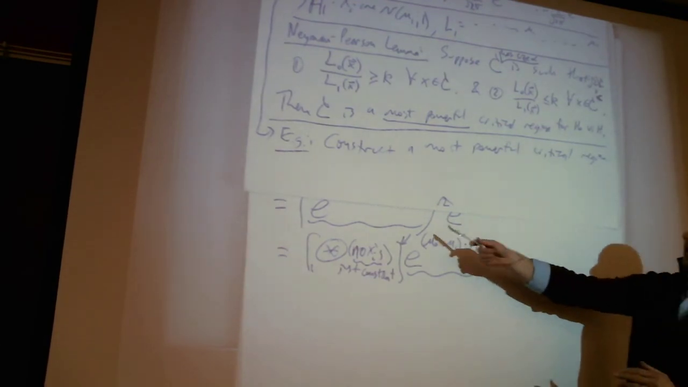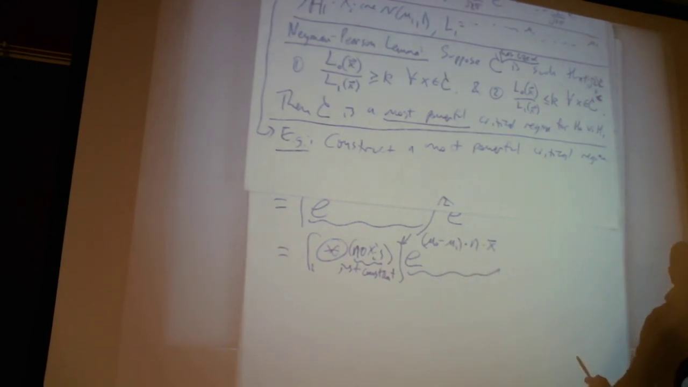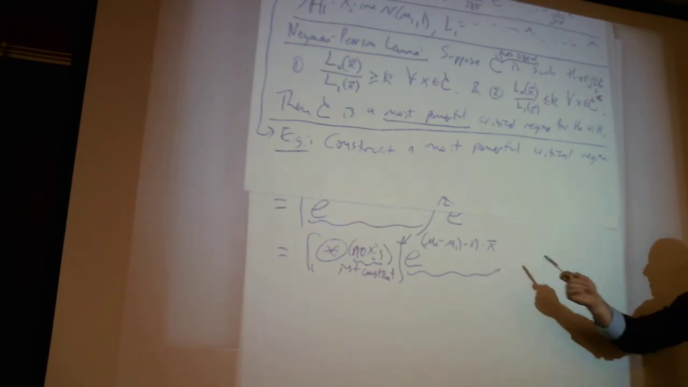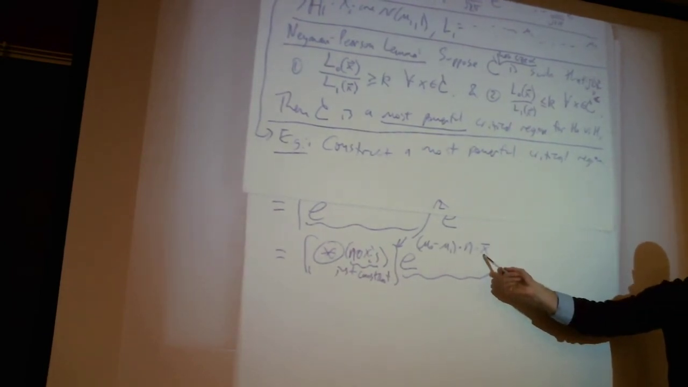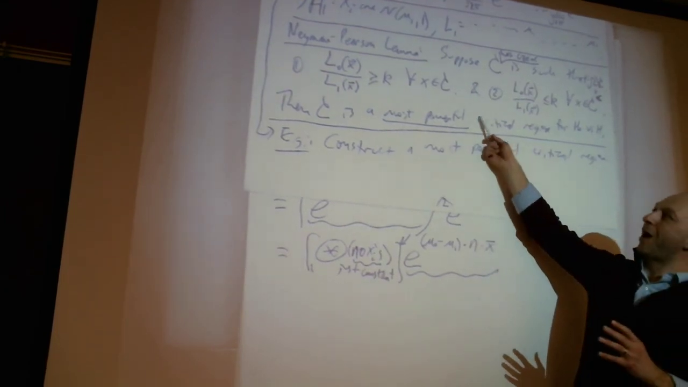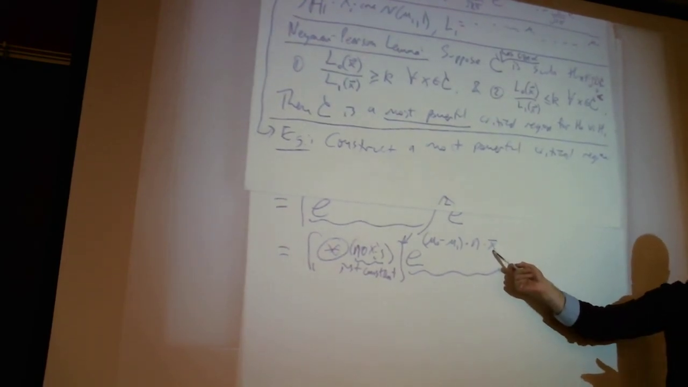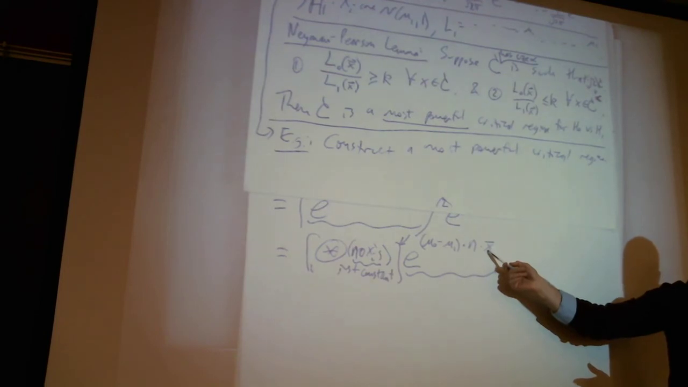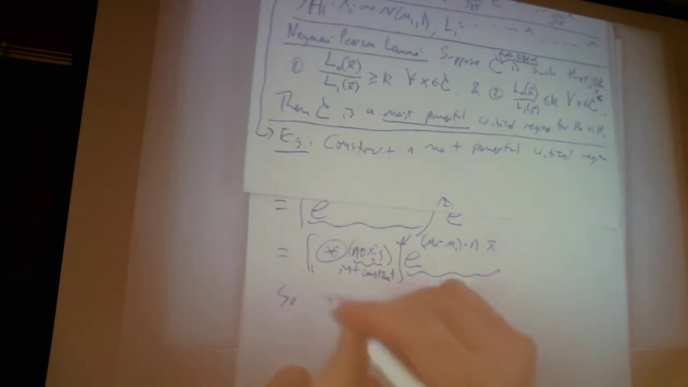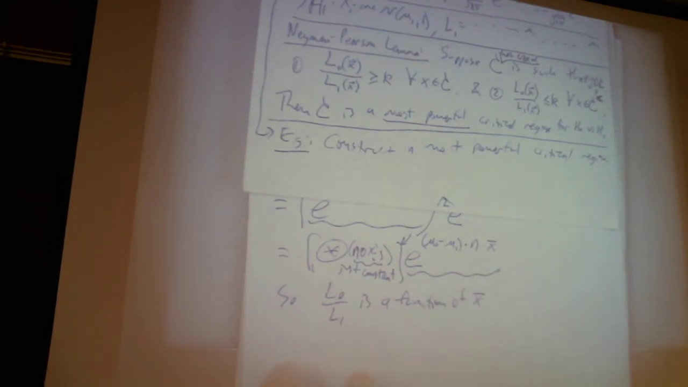Look at this ratio of likelihoods in our example. It is a function purely of x bar. So the only region that will be a most powerful critical region is the region that flips according to the value of x bar. Let me write that down. So the ratio of likelihoods is a monotonic function of x bar.